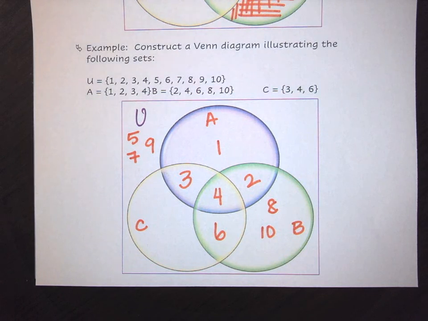So that is everything to kind of get you started with what it means to work with Venn diagrams and what it means to work with combining your sets together.